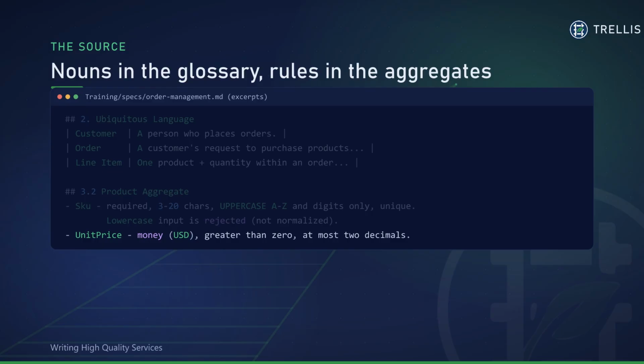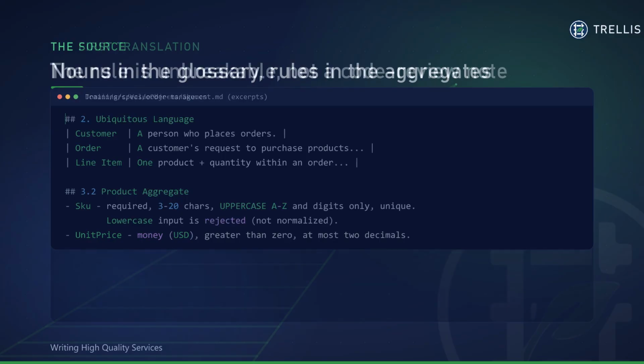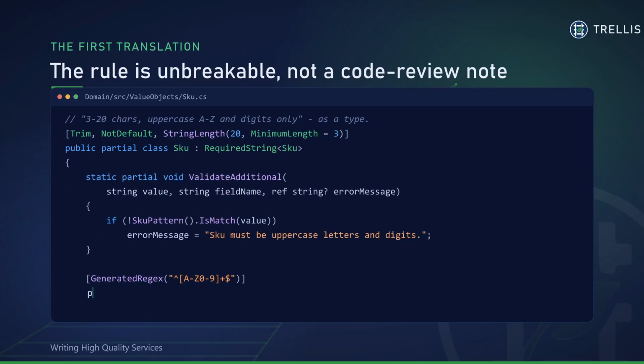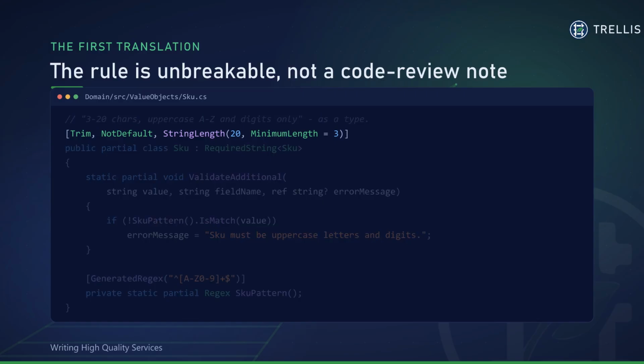Your job is to translate each sentence into something the compiler will enforce, and to notice if any sentence is wrong. And here's the translation in the real code. One sentence from the spec, 3 to 20 characters, uppercase letters and digits only, becomes one value object. The length rule is an attribute. The uppercase rule is a regex in a validation hook. There is no way to construct a SKU that breaks either rule.